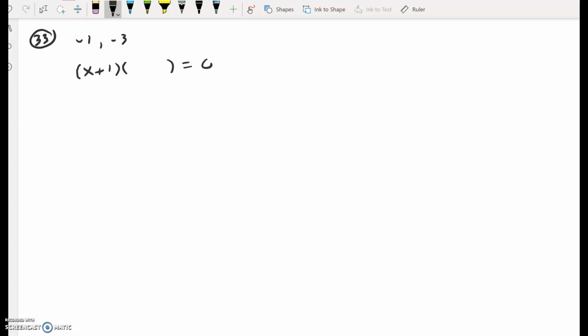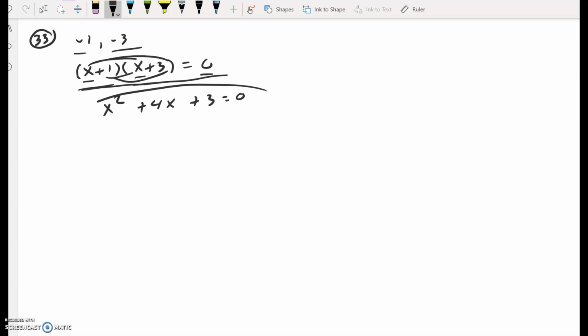So if we have an x plus 1 factor and an x plus 3 factor multiplied together equaling 0, then by the zero product property, we know x equals negative 1 makes this 0, and x equals negative 3 makes this 0. So these are the two numbers that will be the solutions to this equation, and now all we need to do is multiply it out. Using FOIL or whatever, x squared plus 3x plus 1x, that's 4x, plus 3 equals 0. When we have an equation, we're done.